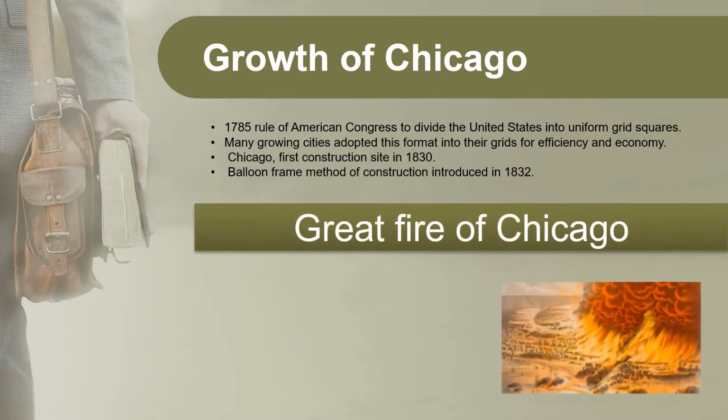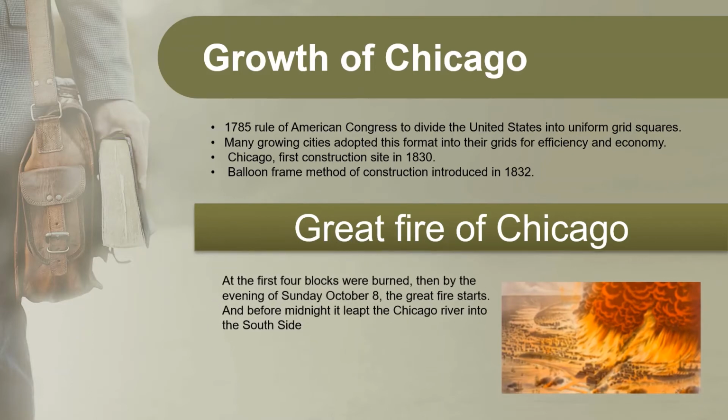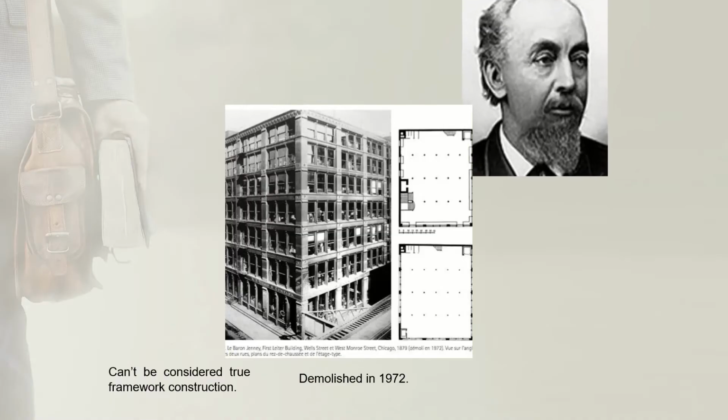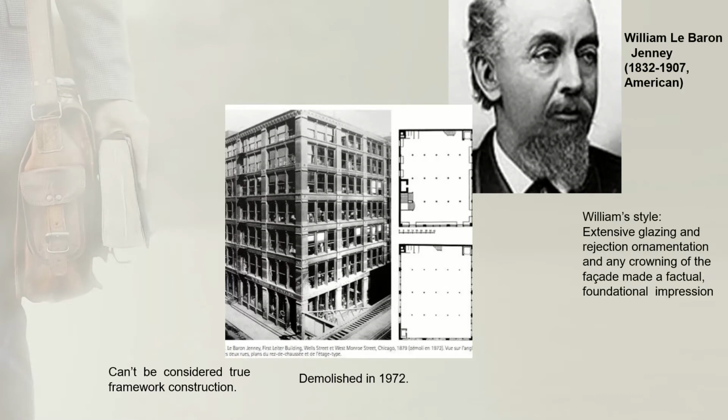The Great Fire of Chicago was on the 7th of October. It destroyed the first 4 blocks, which were burned totally, and the Great Fire started on the 8th of October and destroyed the Chicago River. Here we are going to talk about William LeBaron Jenney, an American architect who used a style of extensive glazing and projected ornamentation in his architectural works.